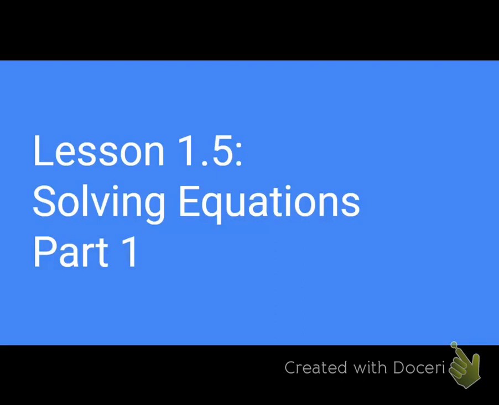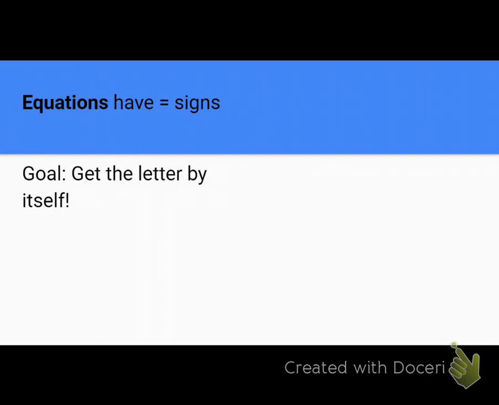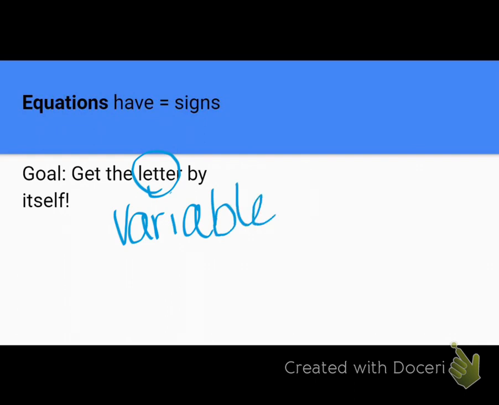We're solving equations today. We're going to solve multi-step equations and equations with the variables on both sides. To get us started, equations have equal signs. That's the difference between an equation and an expression. It has an equal sign. Our goal is to get that letter, that variable, by itself.